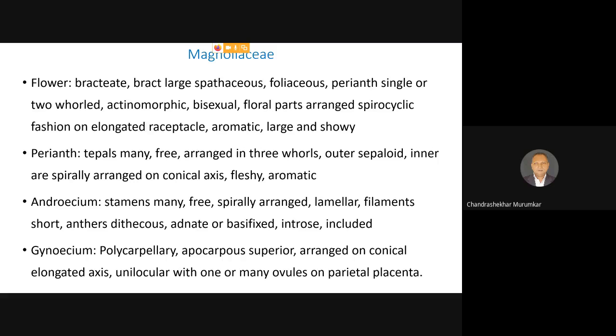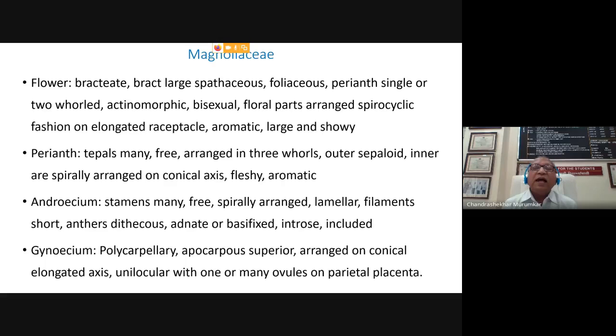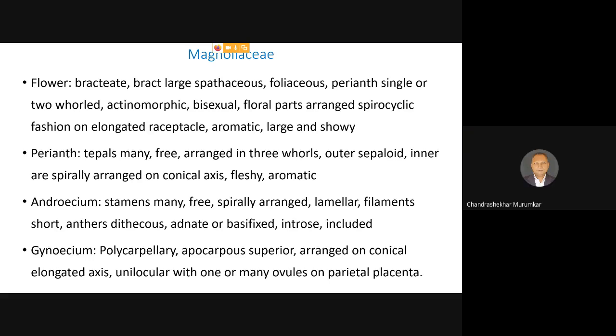Obviously the flowers are aromatic, they are always large and showy. Remember, all the floral components are always free and they are spirally arranged. Now in the perianth, the tepals are many, they are free, arranged in 3 whorls. So here you cannot say that they are arranged in a valvate or imbricate distribution. No, they are free and spirally arranged. Now generally they are sometimes arranged in 3 whorls. The outermost whorl is sepaloid, that is, it is green in color, at least from the outer side.